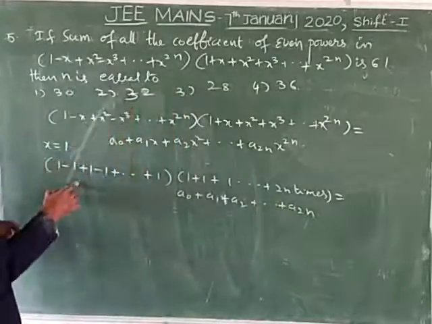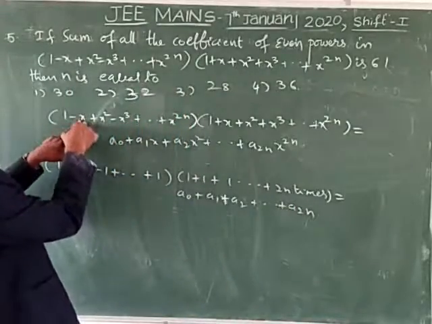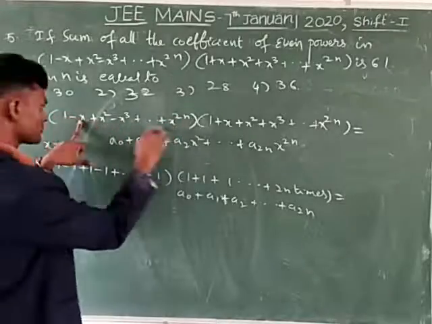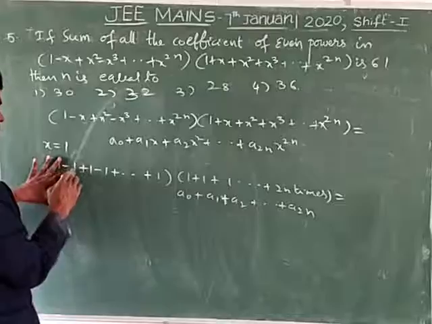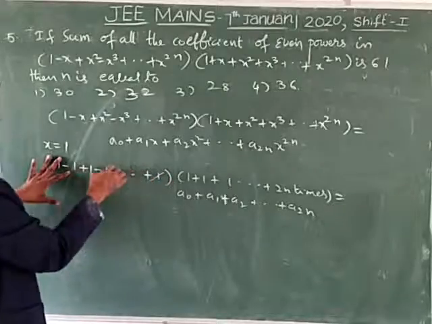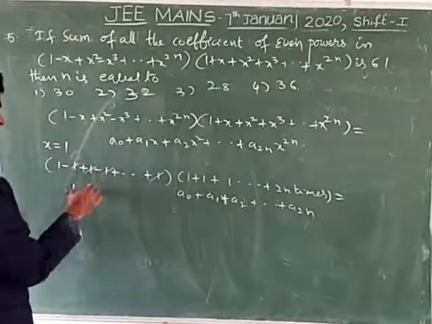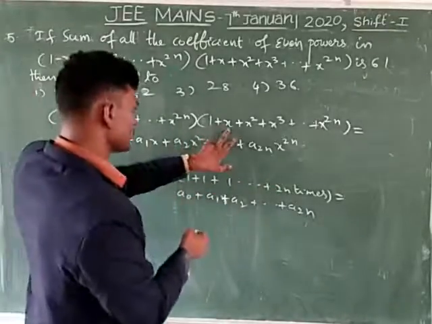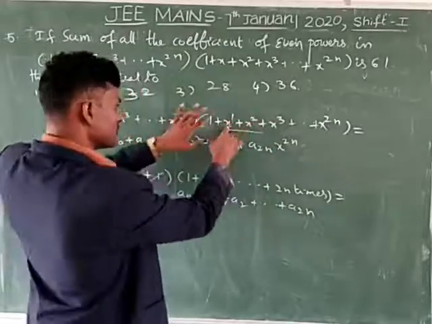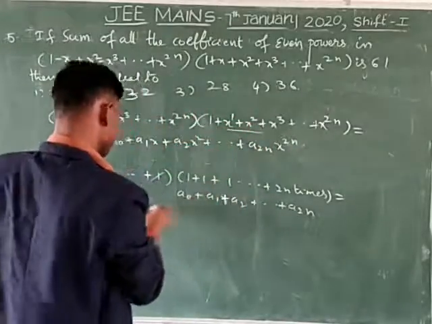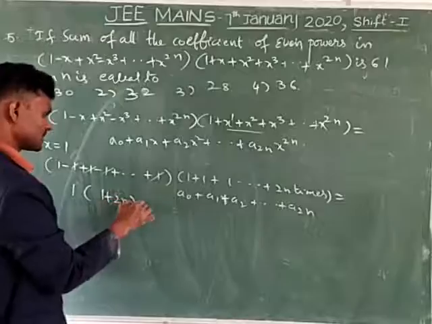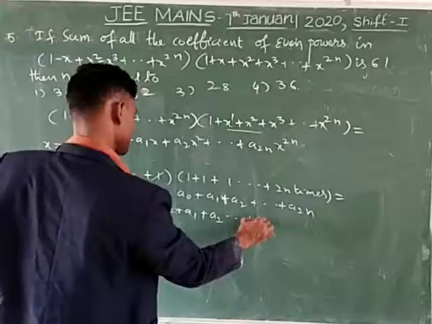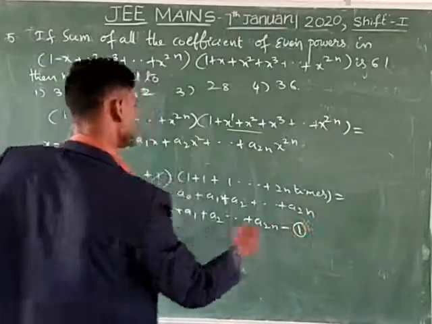Now see here, this is 1, this is 2n, up to 2n terms. Except this term, all terms are cancelled, except this one, 1 into 1 plus 2n. So 1 plus 2n is equal to a0 plus a1 plus a2 up to a2n. This is equation 1.